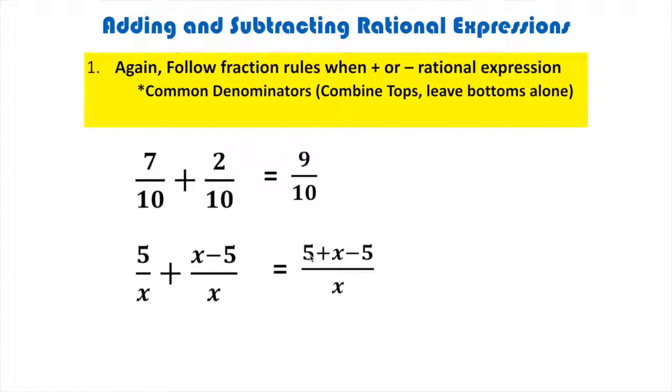Now I need to combine like terms. I see I have a 5 here and a -5 here. I can combine those two together. The x I cannot combine with the 5's. So let's see, 5 minus 5 gives me 0. That gives me x over x. And anything over itself is 1. So the answer on that one is 1. But the big thing here is that we're going to follow the same rules as fractions. If they have the same denominator, we're just going to add the numerator. We're going to add what's on top.